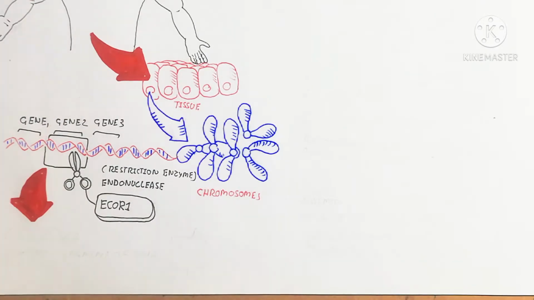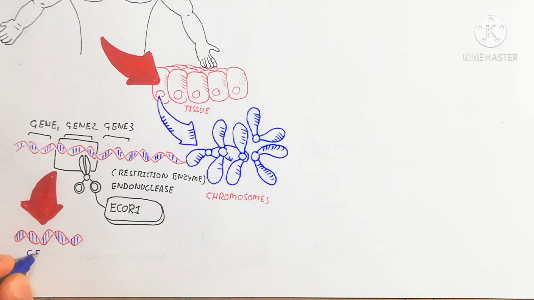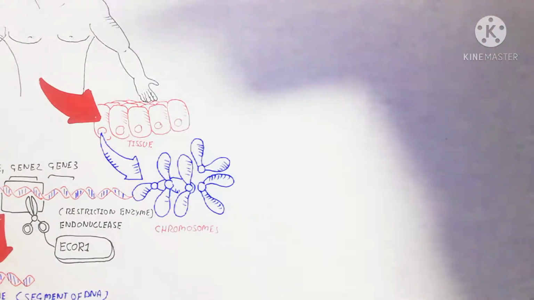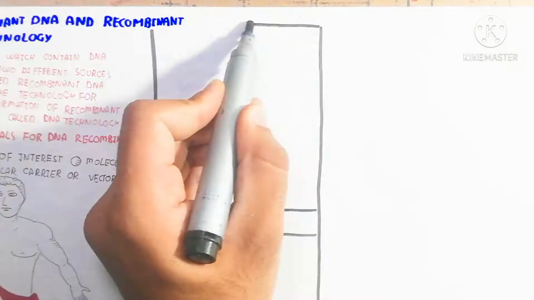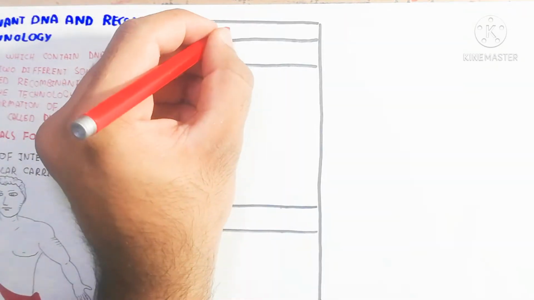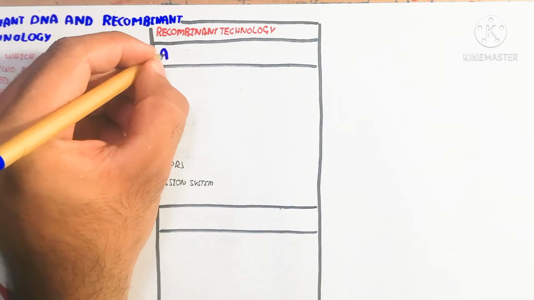Here is the DNA, which contains a number of genes. Each separate segment of gene is expressed separately. The restriction enzyme endonuclease is E. coli restriction enzyme 1, which comes from the E. coli bacteria and is used for restriction. After the restriction, gene segments of DNA will be formed.